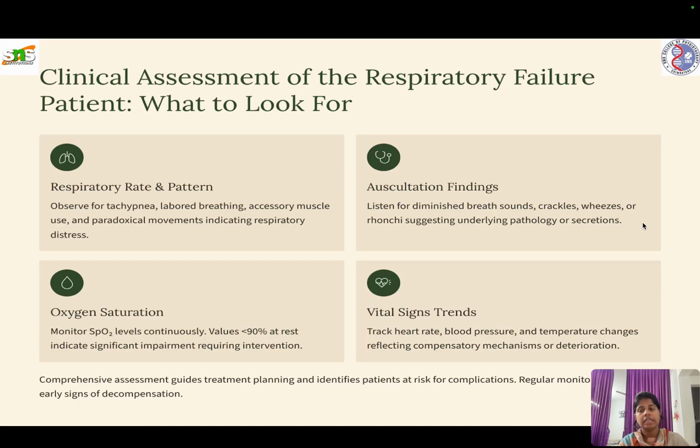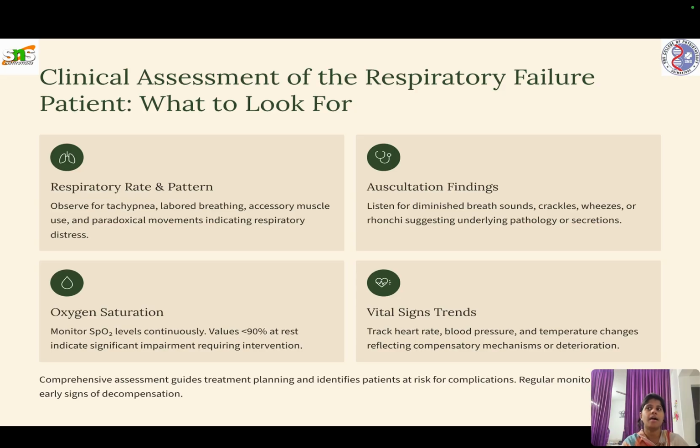Coming to the clinical assessment, there are four types of clinical assessment that can be done. The first is respiratory rate and pattern. The normal respiratory rate, as we all know, is 12 to 18 for a normal adult, whereas in such conditions the patient will experience tachypnea, that is an increased respiratory rate. Sometimes auscultation is also done to such patients.